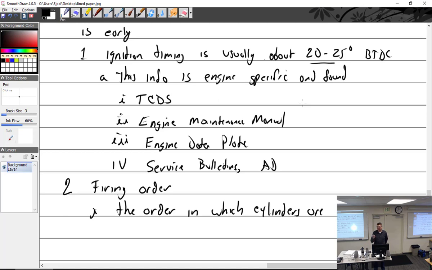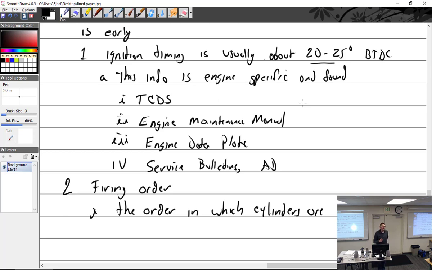Ours had the firing order on the side of the engine. I know, but I backed up a little bit to talk about ignition because I remembered I wanted to talk about something. The service bulletins and the data plate, but I would go to the service bulletins on that. It is not in the overhaul manual.